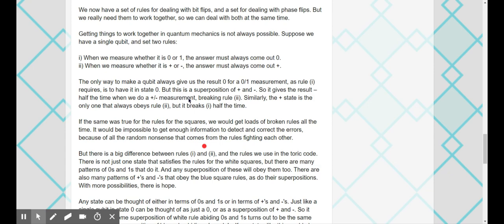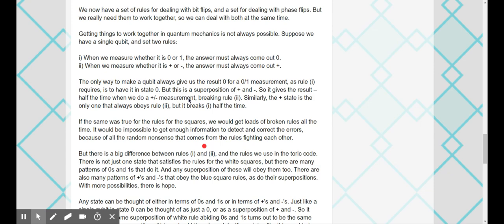But there is a big difference between rules 1 and 2 and the rules we use in the toric code. There is not just one state that satisfies the rules for the white squares, but there are many patterns of zeros and ones that do it. And any superposition of these will obey them too. There are also many patterns of pluses and minuses that obey the blue square rules, as do their superpositions. With more possibilities, there is hope.